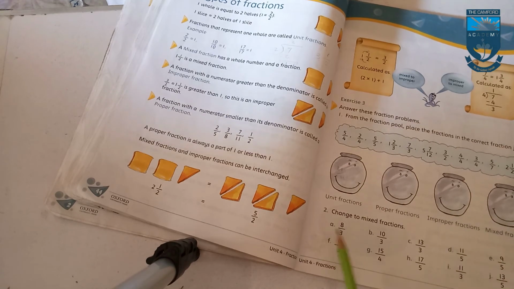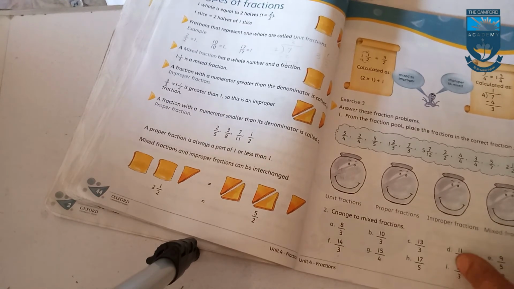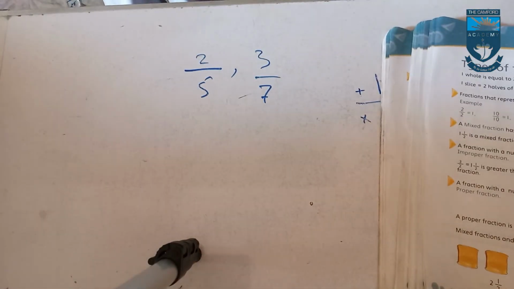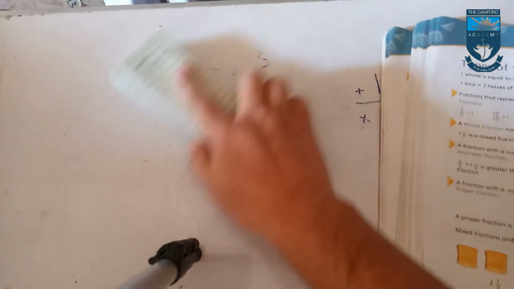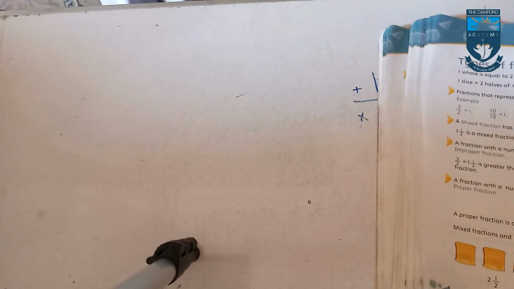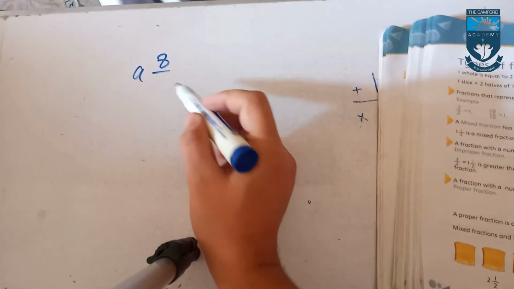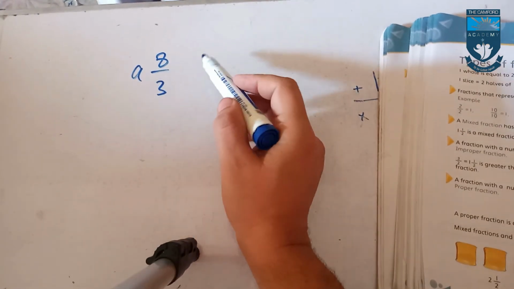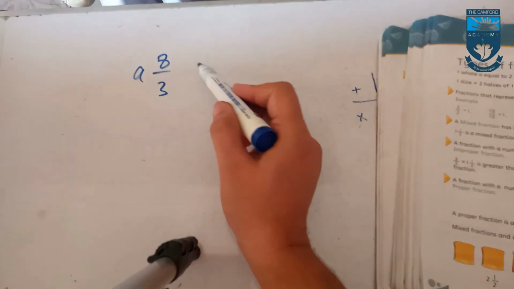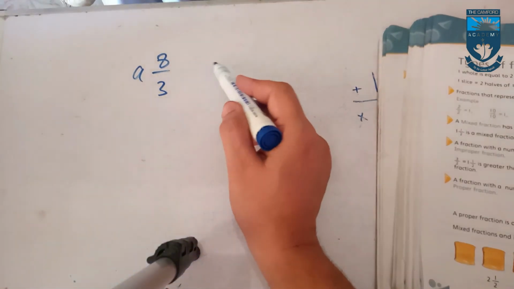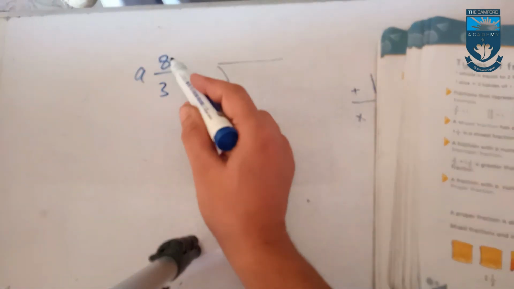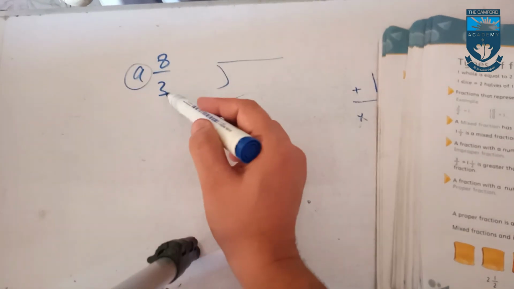And what is in question number 2? You have to change to mixed fractions. This is 8 over 3 and you have to change it into a mixed fraction. So what will we do for this question? Question number 2a is 8 over 3. How can we convert it into a mixed fraction? Obviously we know that we have to divide 8 by 3.